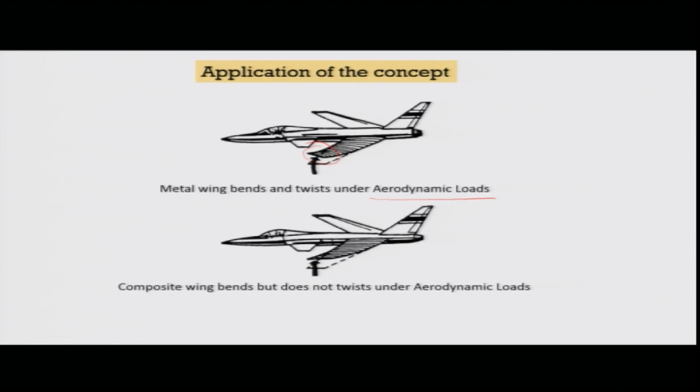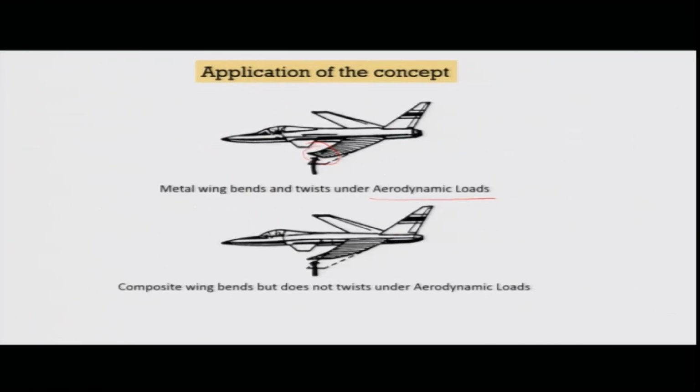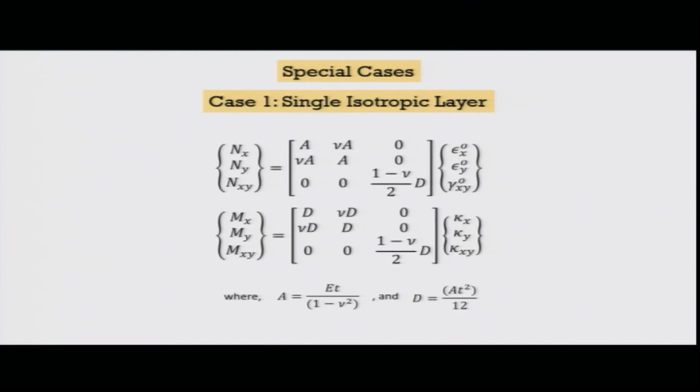Well, if you have a bending twisting coupling, that we have earlier told that you can have bending twisting coupling. So, you have for example, the bending torsion coupling due to D16 D26 terms. So, if you develop a composite wing having non-zero D16 D26 terms, you can actually generate a torsional counter force, so that it will only bend, but it will not twist, and that way the aircraft will have a better stability. So, these are some of the concepts that you can actually apply directly from the composite to modify the behavior of a system. Now, there are some special cases we will discuss.